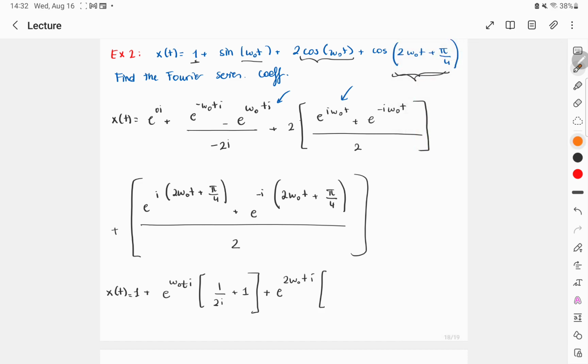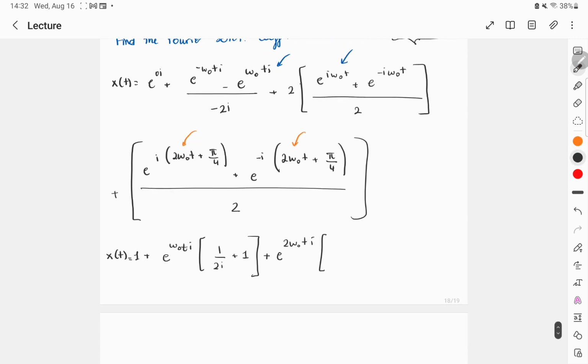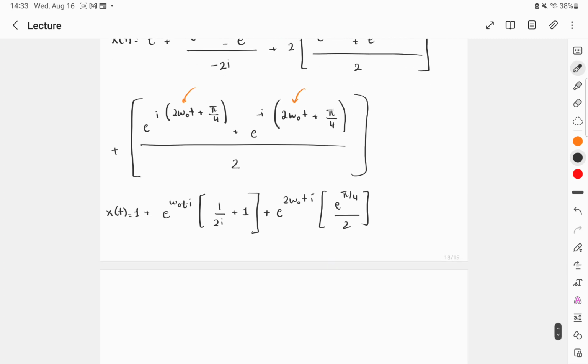We have it here and here, so let me write the coefficients of these values. e to the power of pi over 4 over 2. And similarly, let me write e to the minus omega ti, and I am again writing the coefficients with the same method.